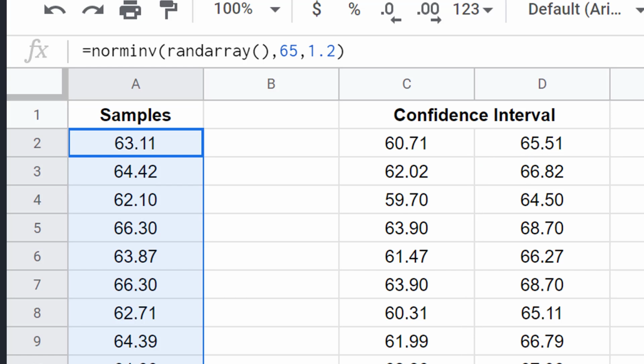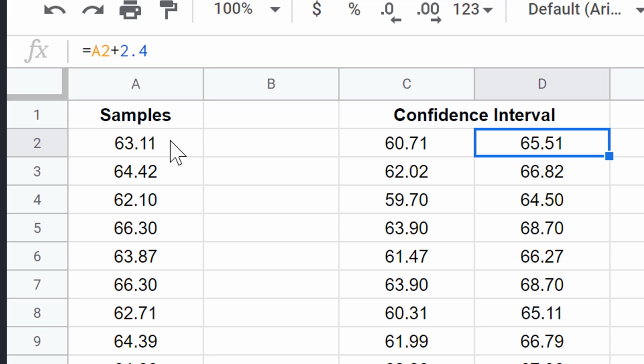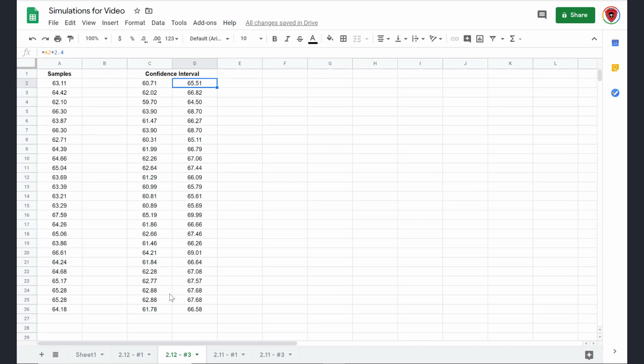And then I've generated these 25 confidence intervals. So each confidence interval that you see here, the lower bound is simply the sample value minus 2.4. The upper bound is the sample value plus 2.4. Now remember, we calculated that because our standard deviation was 1.2. A 95% confidence interval is 2 standard deviations from the mean. That's to the left and to the right. So that's why we do minus and plus. So here are my confidence intervals for every sample generated.